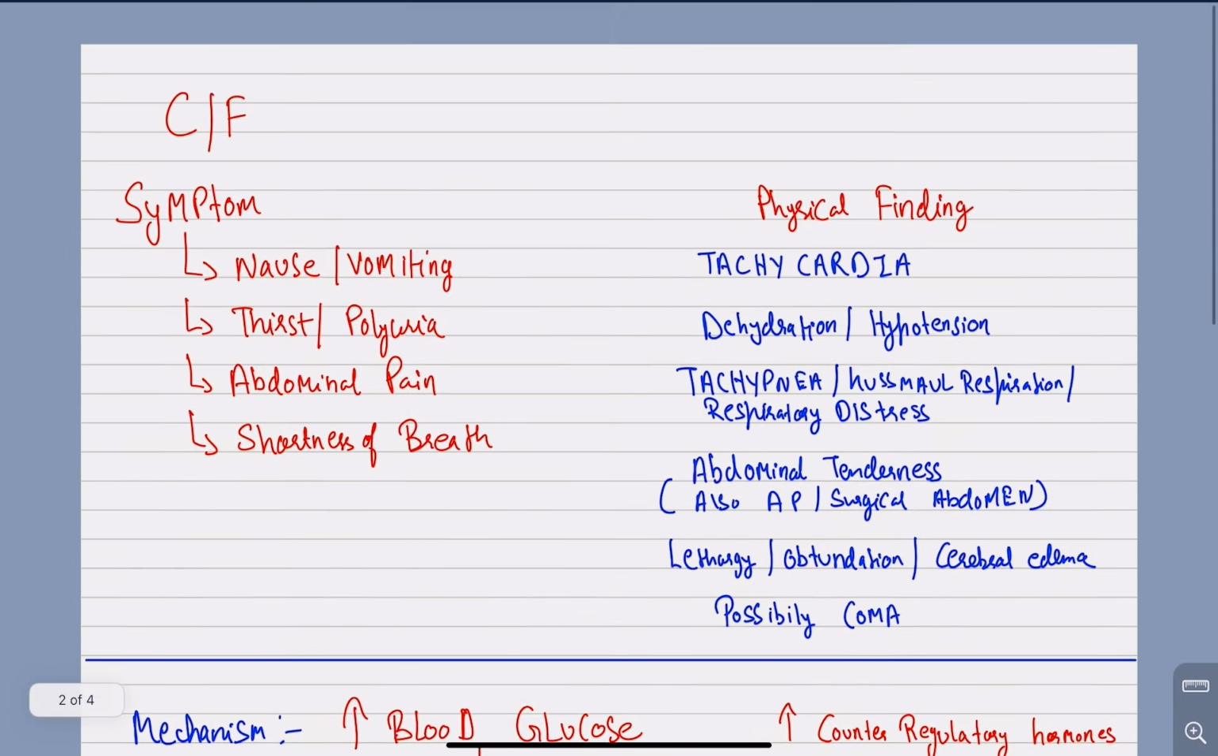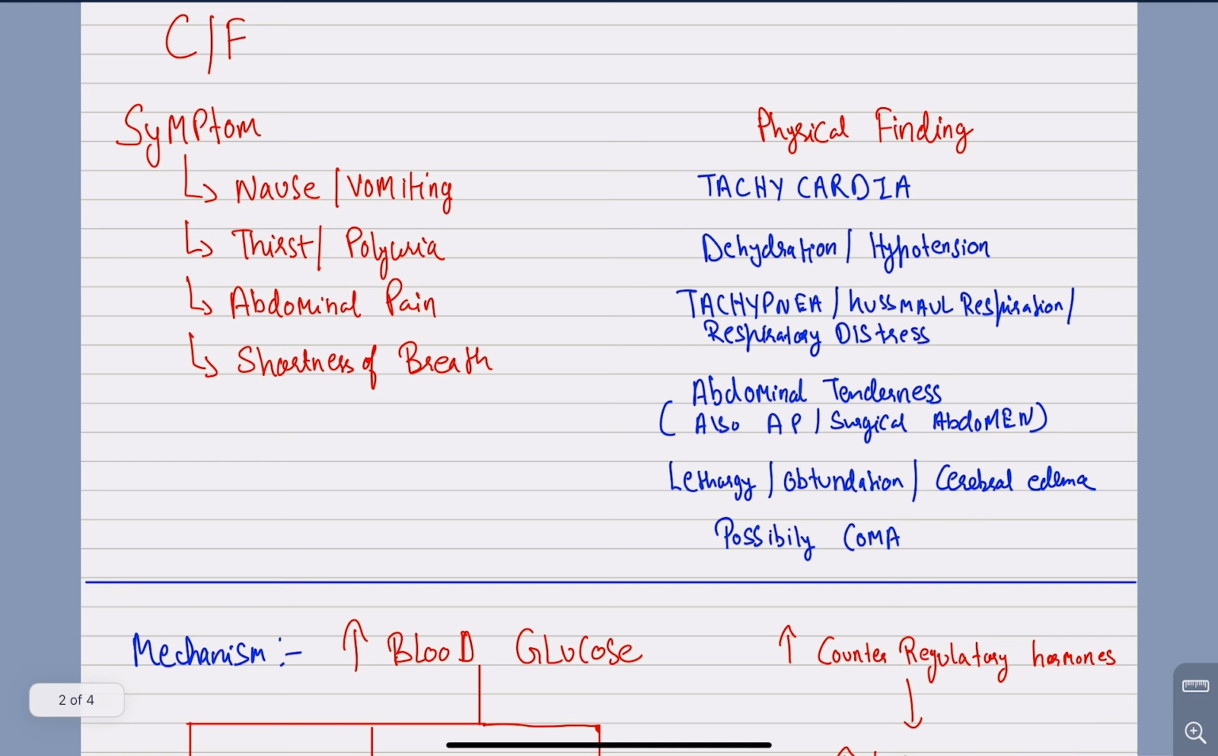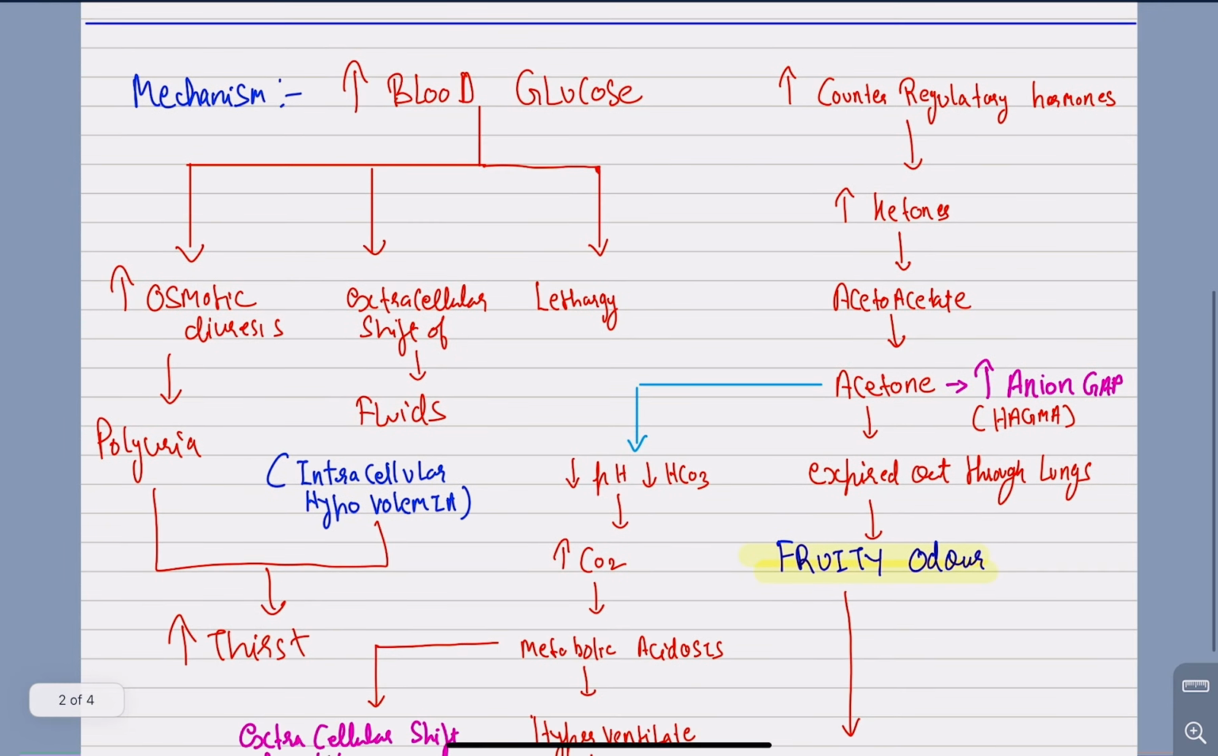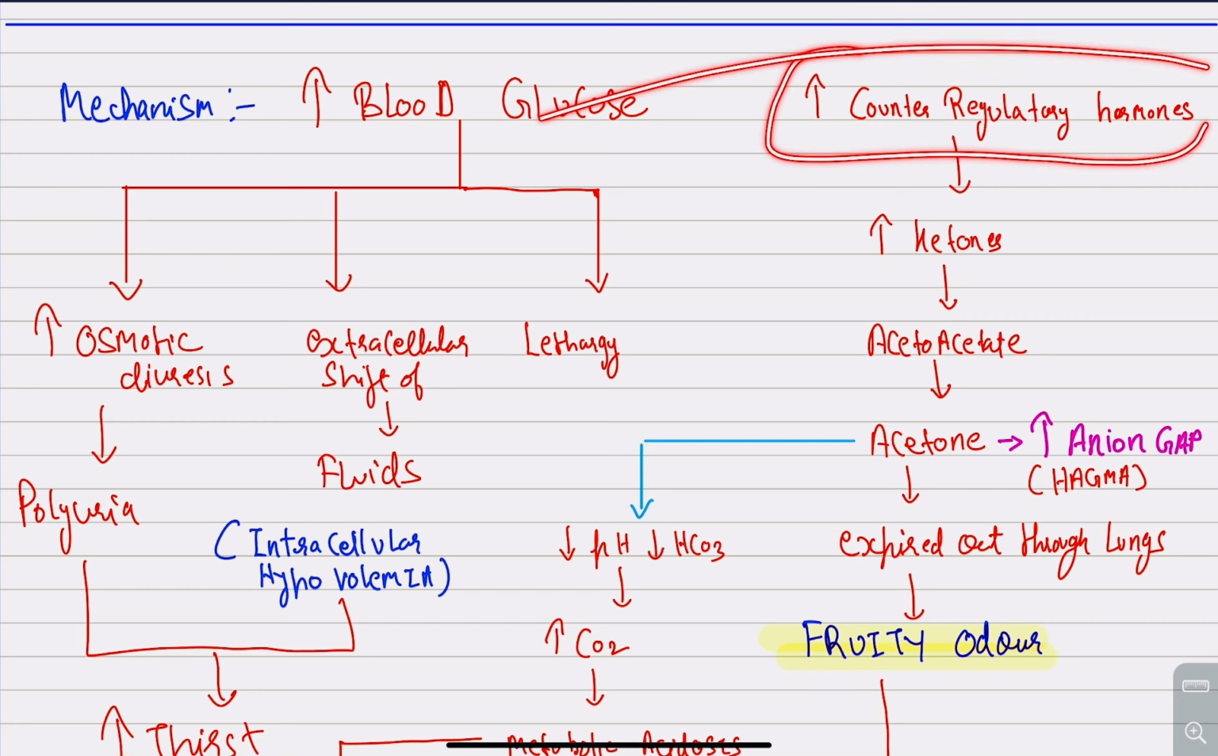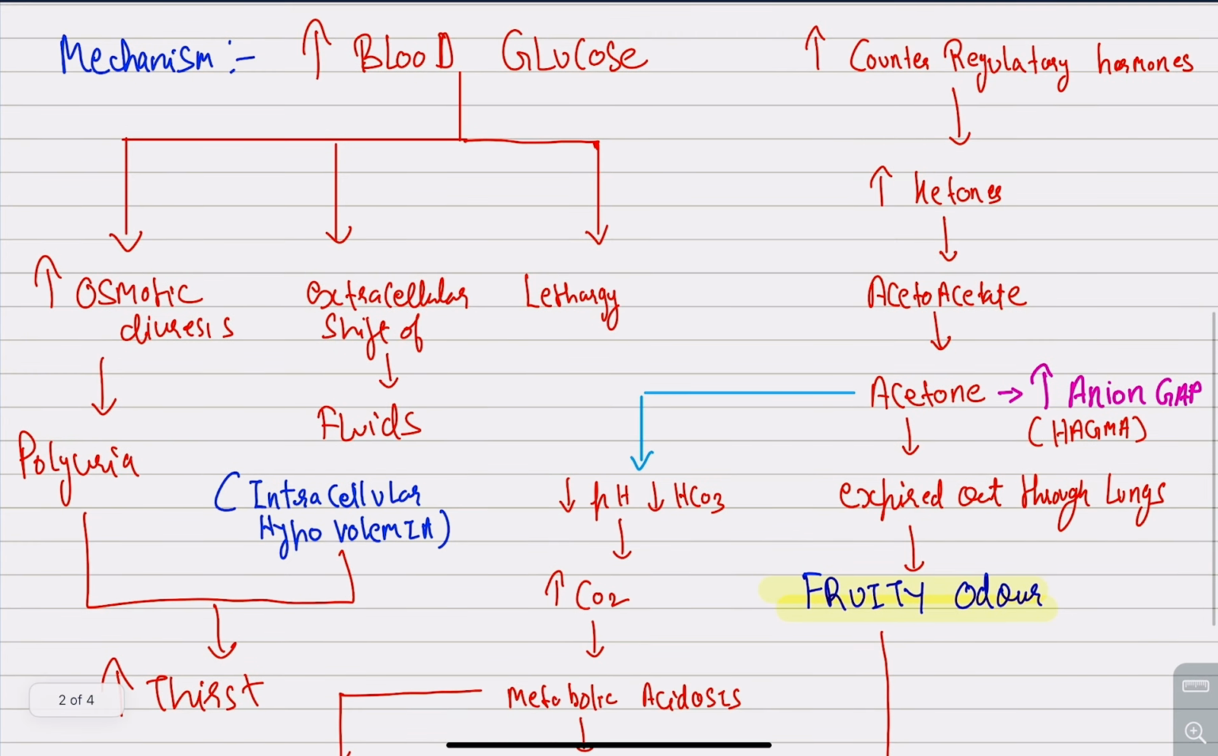Now, what are the mechanisms of these clinical features? What is happening in this patient's body that leads to all this havoc in the symptoms? We will divide the mechanism into two stages: hyperglycemia, meaning increased capillary or body blood glucose level, and increase in counter-regulatory hormones. We all know a higher blood glucose level will lead to increased osmolarity in the body.